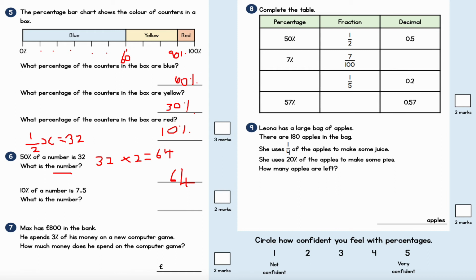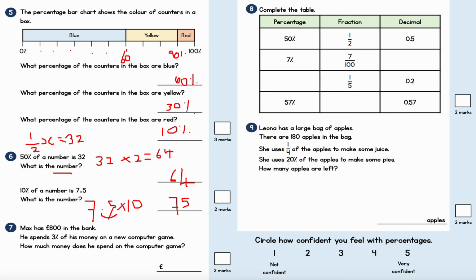Okay, next question. 10% of a number is 7.5. What is the number? Well, 10% means dividing a number by 10. So if I multiply 7.5 by 10, that will tell me the original number. So move the decimal point one place to the right, I get 75.